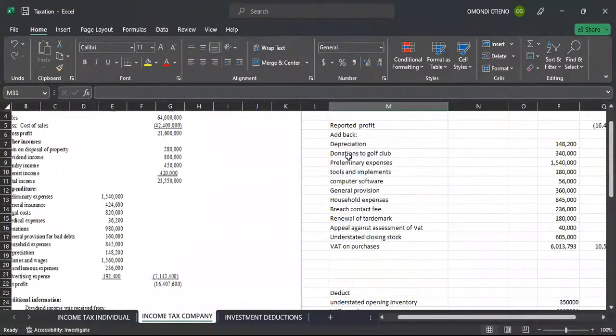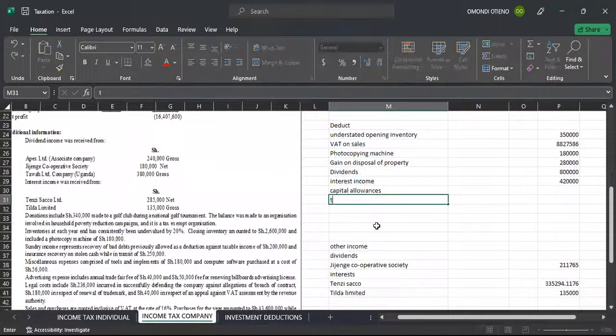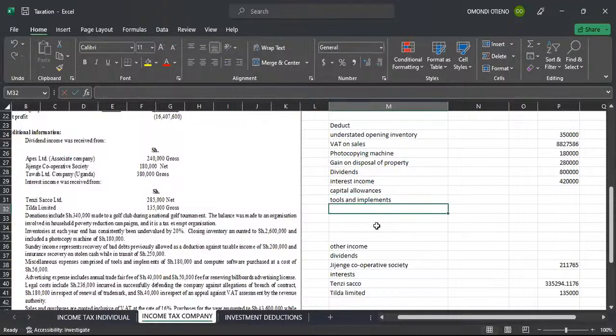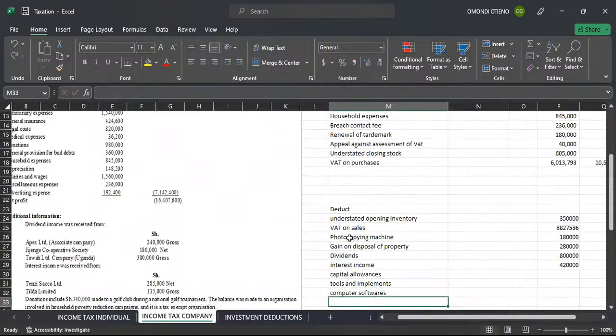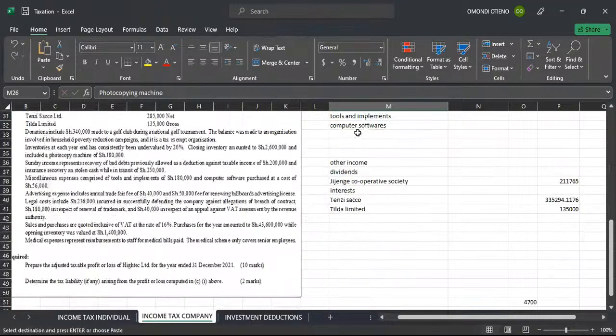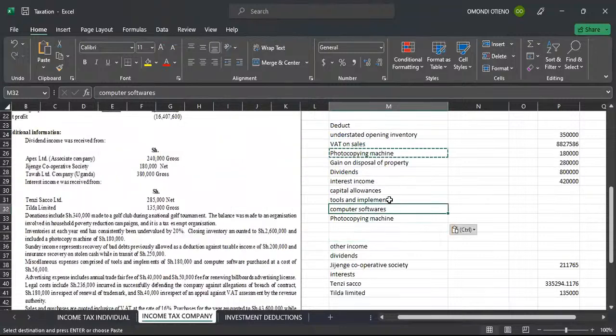So if you come to this section here, how many assets did we have? We had tools and implements. We add computer softwares. So we have tools and implements, and we have computer softwares. And then we also have what we deducted due to the way it affected our profit, that is the photocopying machine. The photocopying machine will also be brought to that particular area. So let's put them with their values. The tools and implements.